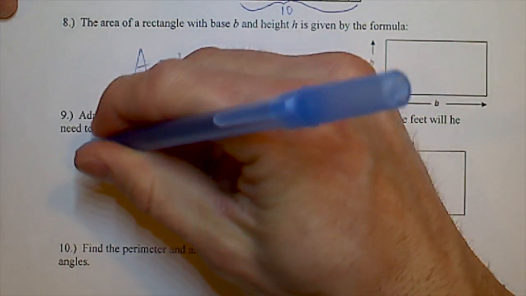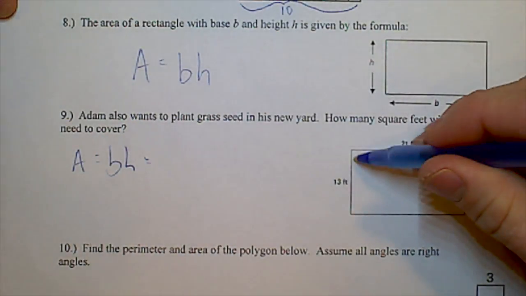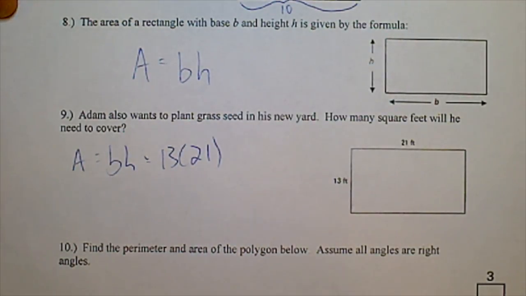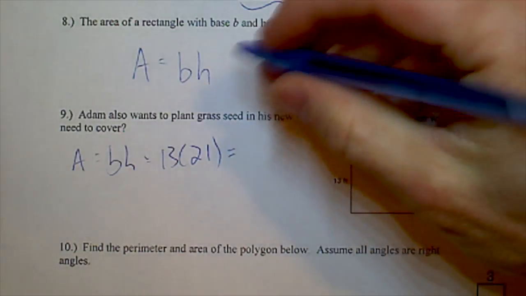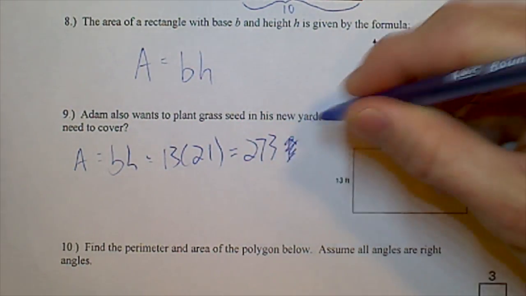All right, this one should be pretty straightforward. Area is base times height. Let's say you choose your base is 13. Your height would then be 21. Multiply those things together. You should get 273 square feet.